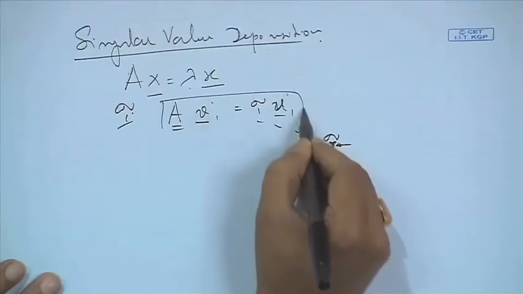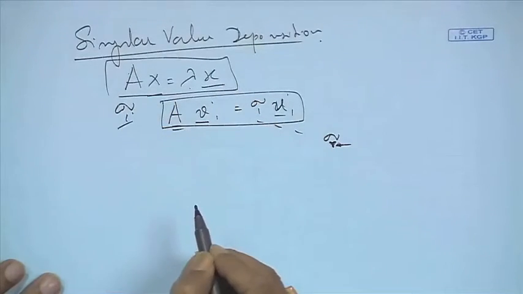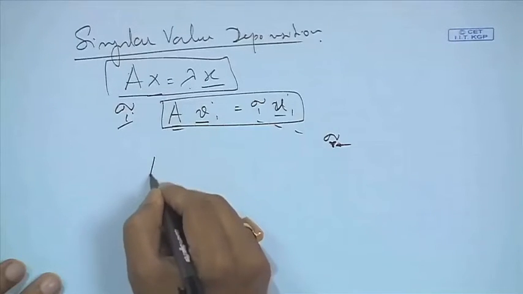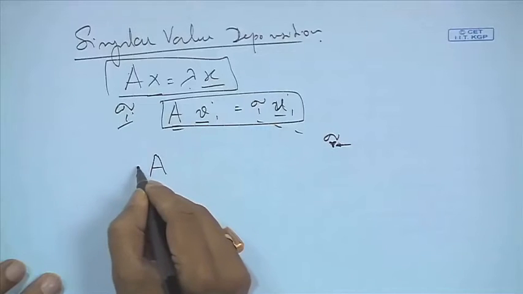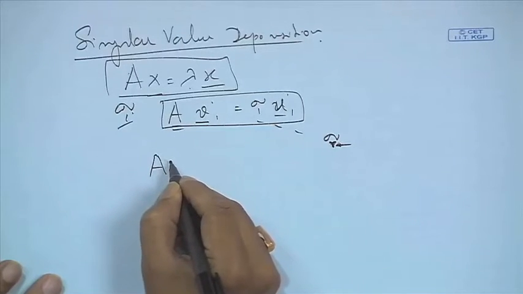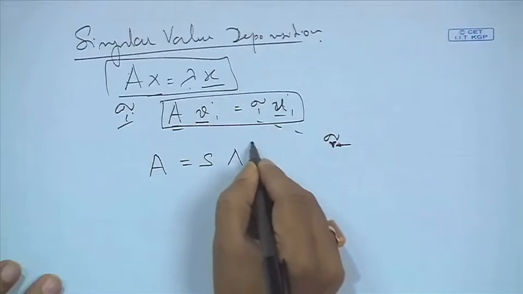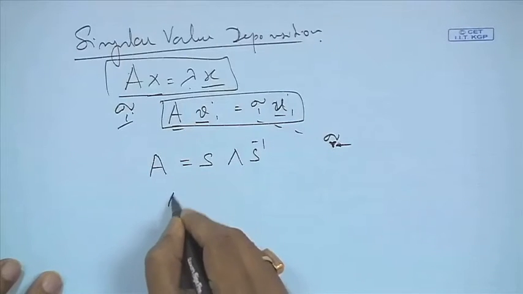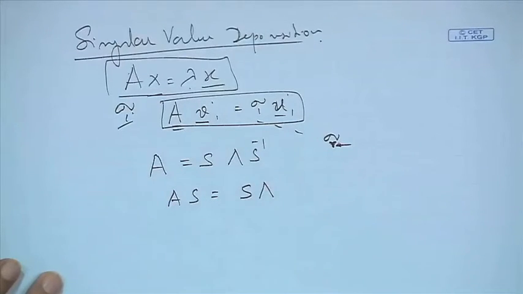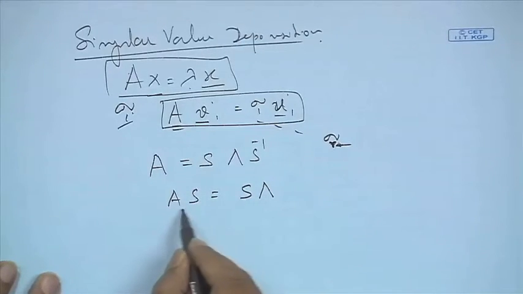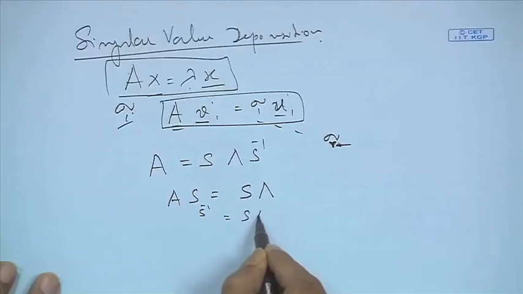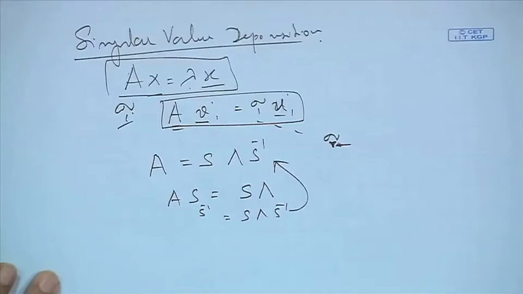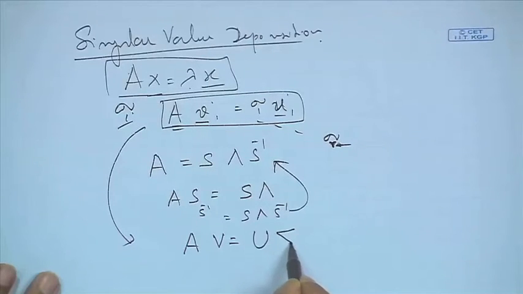So this is almost similar to the eigenvalue decomposition. In this case, you could factorize A as, like in the earlier case where S was used to diagonalize, we had S lambda S inverse as the diagonalization. Basically we had said that A S is equal to S times the eigenvalues. If I multiply S inverse on this side, I am going to get S lambda S inverse, which is this particular expression. So here, using this, you could write it as A V is equal to U times sigma.